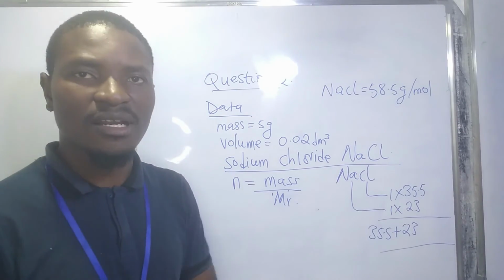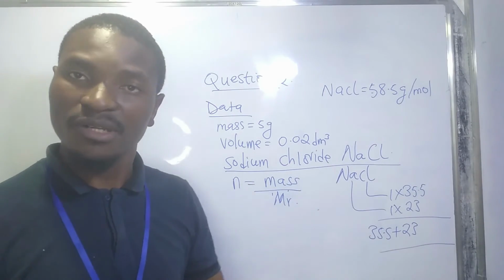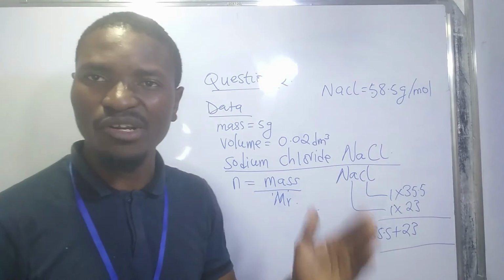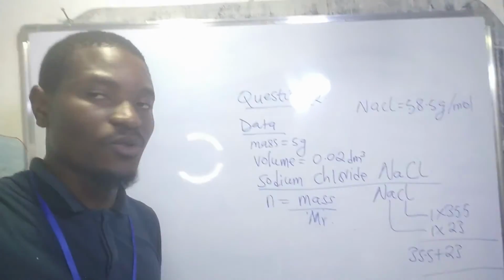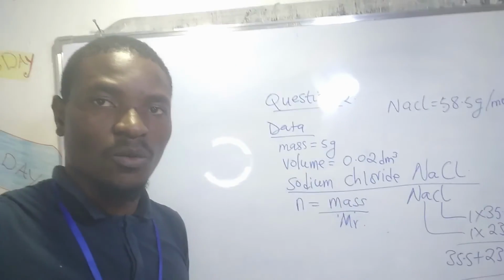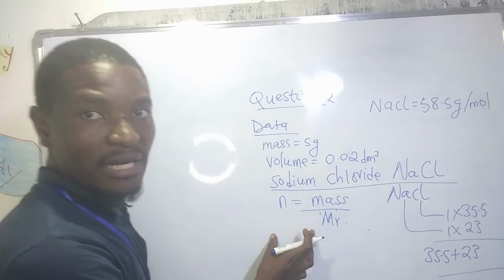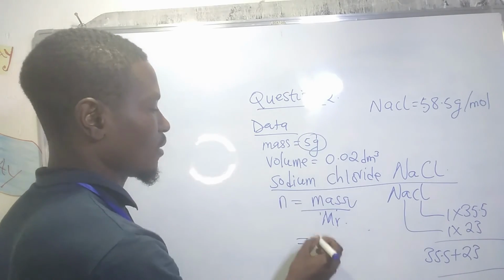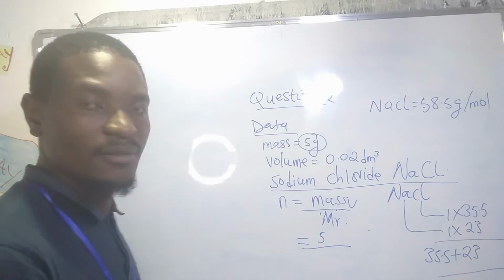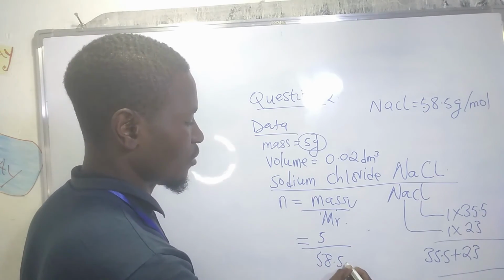I'm just writing the Mr. Okay, so for sodium chloride, the Mr, or relative molecular mass, is 58.5 grams per mole. From there, what do we do now? What we do is we come back to the same formula. So the mass is this one, 5, divided by 58.5.